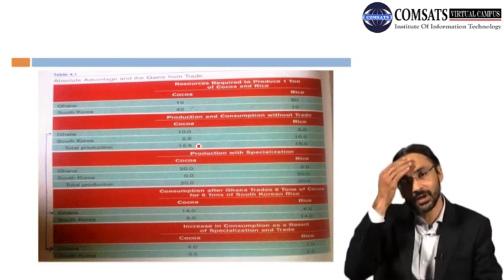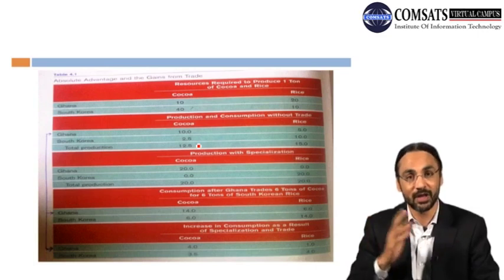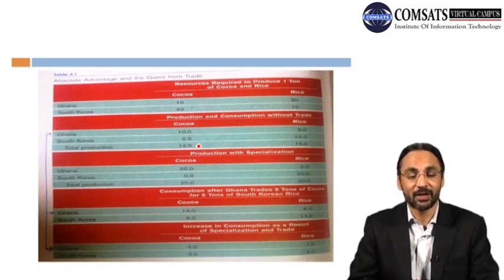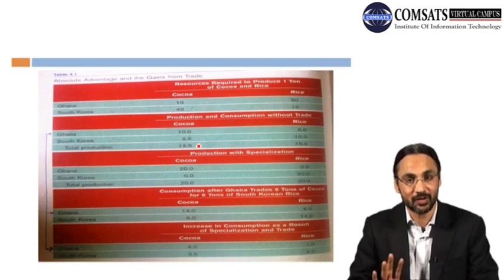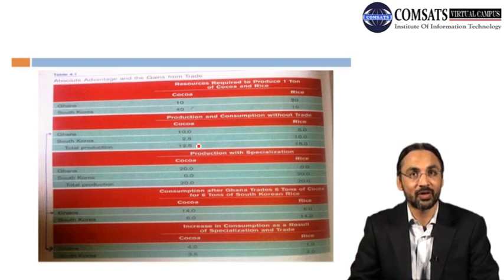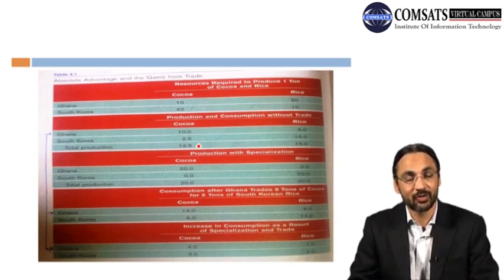This is the example that we quoted last time, that Ghana and South Korea both have the ability to produce cocoa and rice. In the figures, we suggested at that time that Ghana and South Korea have 200 units of resources to produce these. This is a hypothetical scenario, with 200 units of resources to produce two products, cocoa and rice. As it shows, this is the example of absolute advantage. Ghana could produce a maximum of 10 tons of cocoa using all those resources, or 20 tons of rice. South Korea, 40 tons of cocoa or 10 tons of rice.